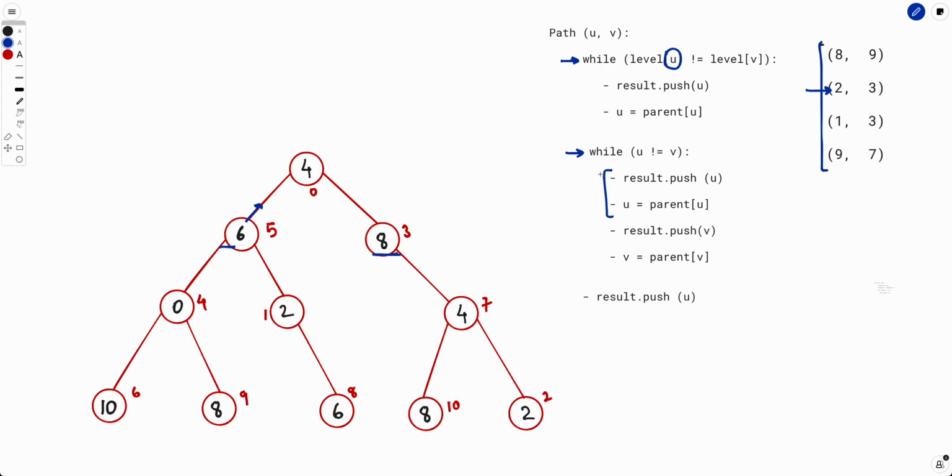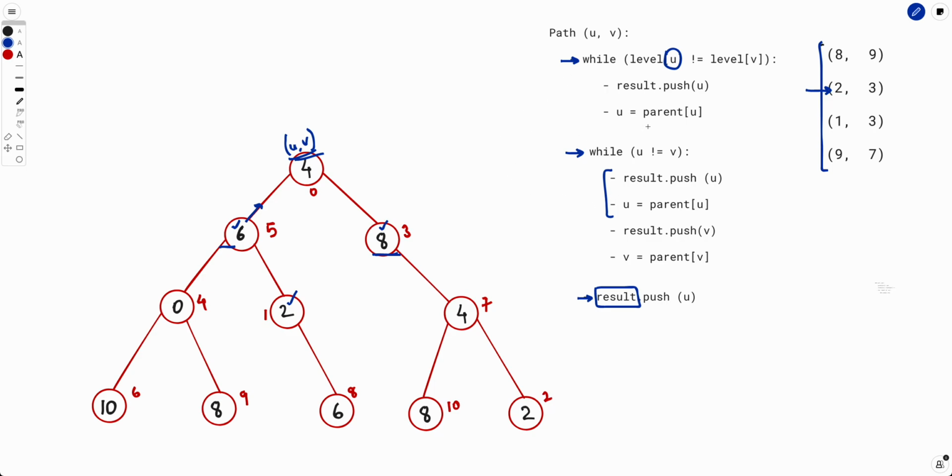After this entire loop ends, we know u and v both are equal, and they are actually pointing to the LCA. Now notice that you have taken 6 and 8 into the result set, and 2 as well. But because this loop will end as soon as u and v are same, you have to manually push u at the end. It doesn't matter whether you push u or v, they both are same. So you can just push one of them. And finally, this result vector will contain all the nodes that lie in the path from u to v, right? So hope this entire point makes sense.